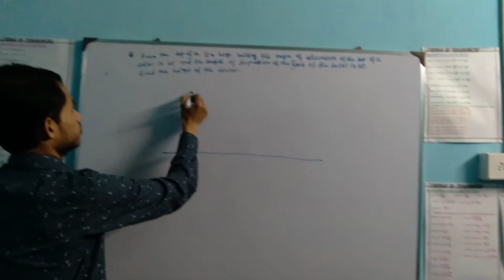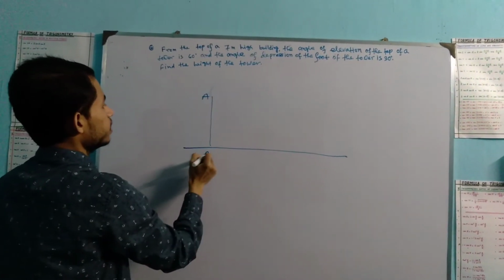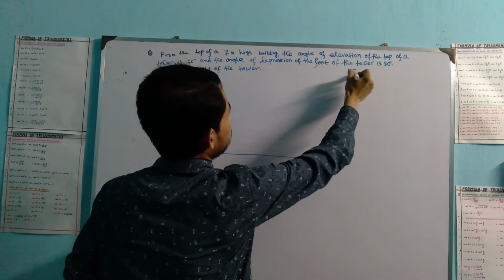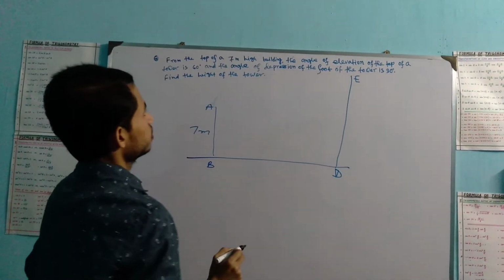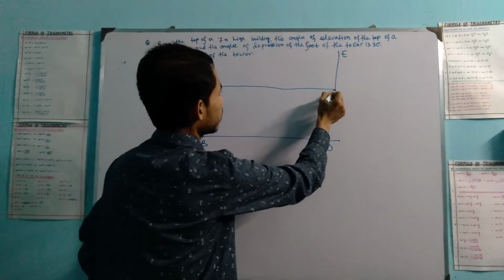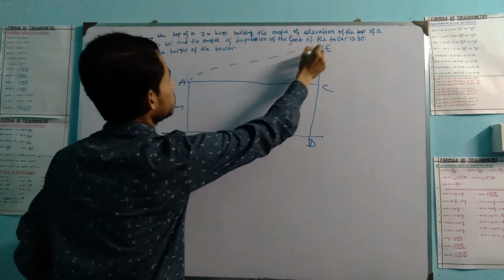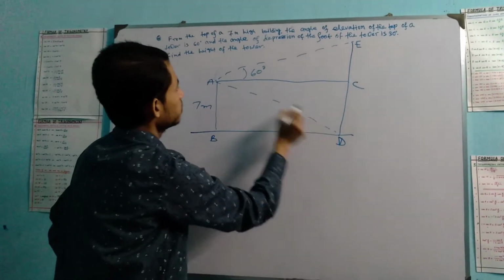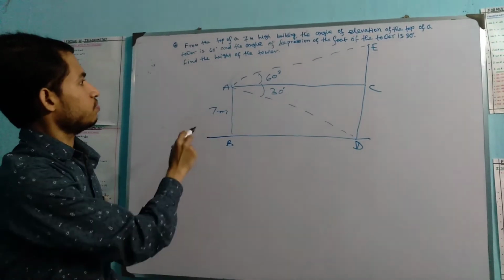This is the base. This is the 7-meter high building, and this is the tower, which is ED. Now we draw a perpendicular to ED from the point A, which intersects the line ED at C. Next, the angle of elevation is mentioned as 60 degrees, and the angle of depression is mentioned as 30 degrees.